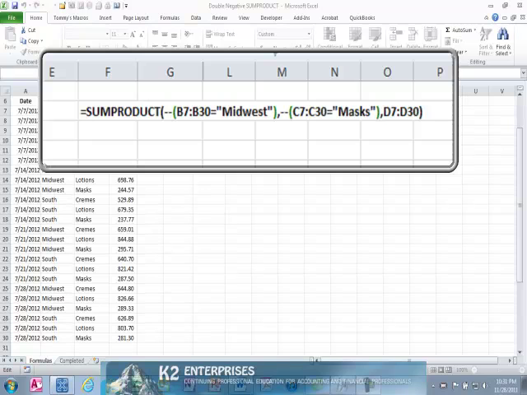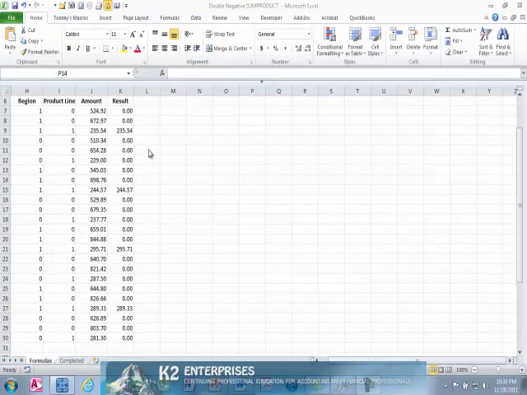This formula works by creating an array of data that is 4 columns wide. The first two columns consist of only zeros and ones, and these values are generated by the results of the minus minus B7 through B30 equals Midwest and minus minus C7 through C30 equals mask statements. The third column in the array is simply the amounts currently found in cells D7 through D30. The fourth column of the array is the product of multiplying the first three columns together.